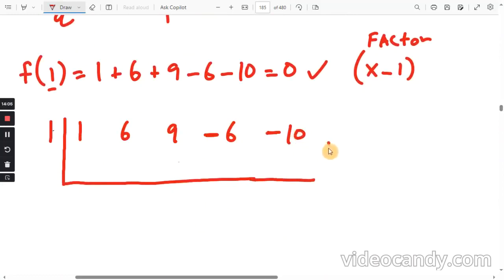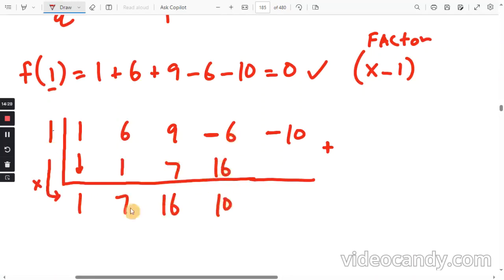All right, we are going to be adding vertically. So first step is bring down the 1, and then we are multiplying. 1 times 1 is 1. 6 plus 1 is 7. 1 times 7 is 7. 9 plus 7 is 16. 1 times 16 is 16. Negative 6 plus 16 is 10. 1 times 10 is positive 10. And the remainder is 0. Of course, we knew that already, that the remainder would be 0, because we just used the remainder theorem right here and got 0.